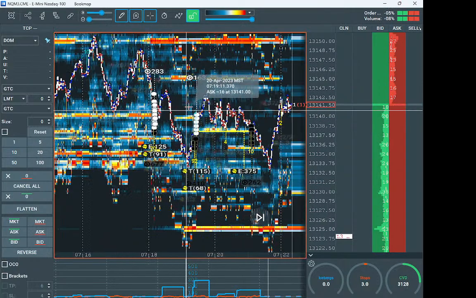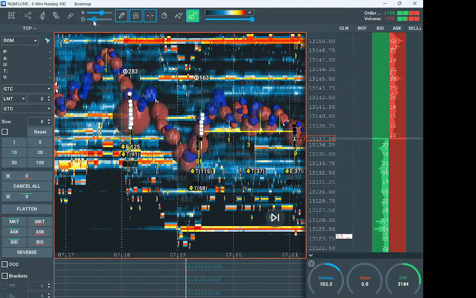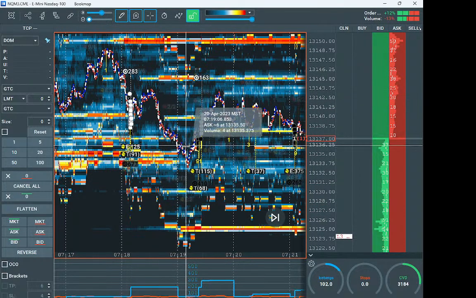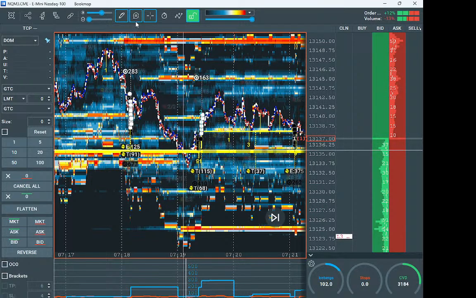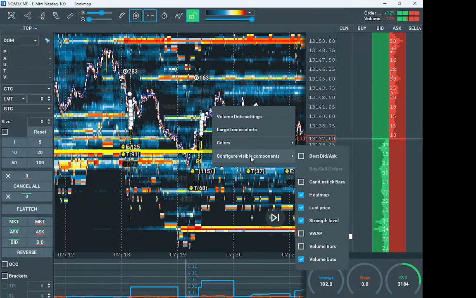All right, so let's draw this zone. You want to get the bubbles off the screen. I go over this every webinar. Get your last price line on the screen. I'll be drawing these zones, right? So right click on the chart, head towards configure visible components, default.